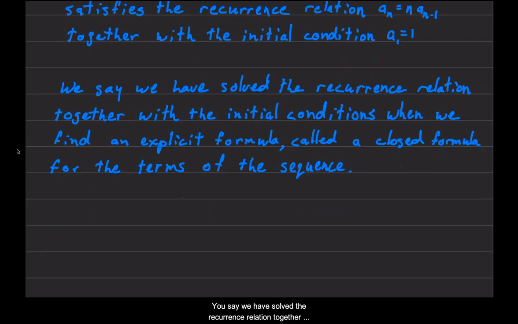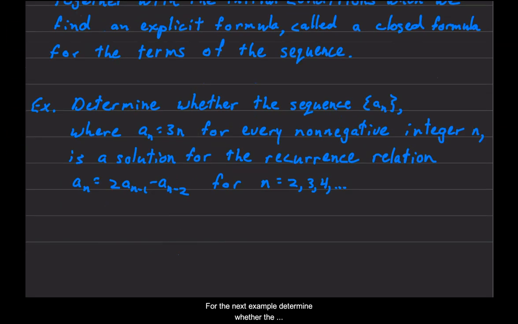We say we have solved the recurrence relation together with the initial conditions when we find an explicit formula, called a closed formula, for the terms of the sequence. For the next example, determine whether the sequence an, where an is equal to 3n, for every non-negative integer n, is a solution for the recurrence relation an is equal to 2 an minus 1 minus an minus 2, for n is equal to 2, 3, 4, and so on.